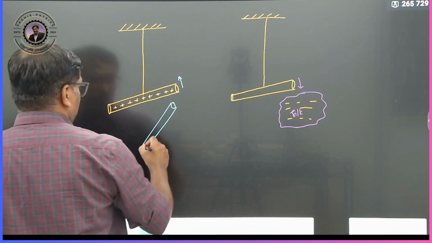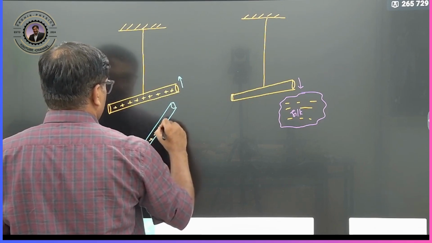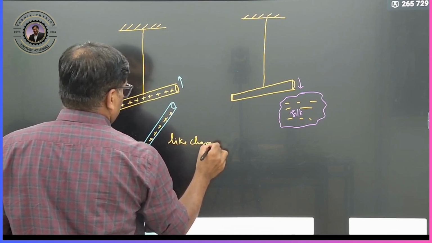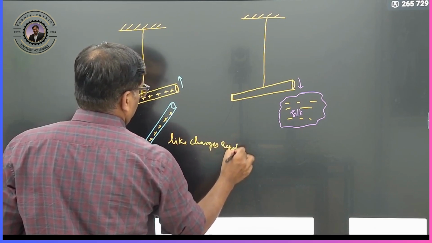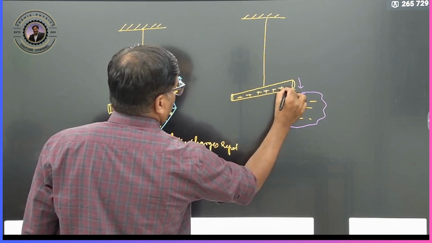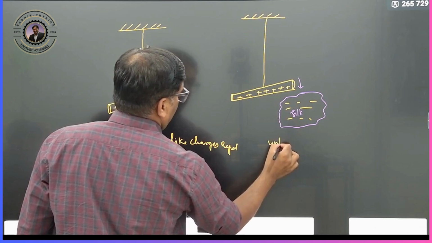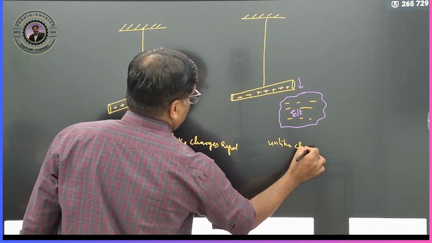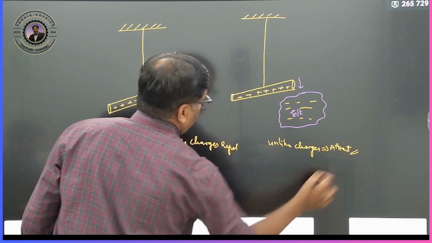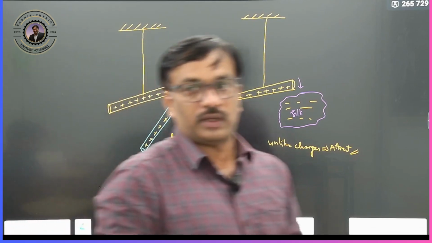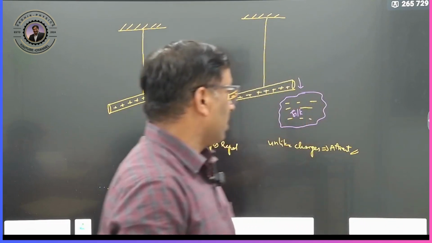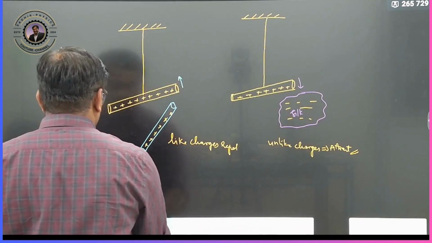Clear? So due to this positive charge, like charges will repel, and unlike charges will attract. Clear? In this way, electrons and all these are given as different types of charges.